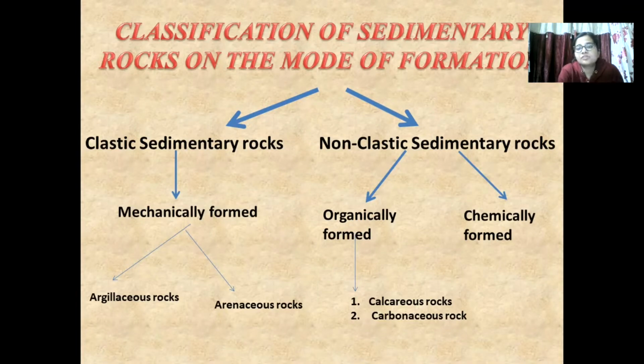Classification of sedimentary rocks on the mode of formation. Mode of formation means how are they forming? Two categories: clastic sedimentary rocks and non-clastic sedimentary rocks. In clastic sedimentary rocks, what is happening? The igneous rocks are just breaking into smaller particles.